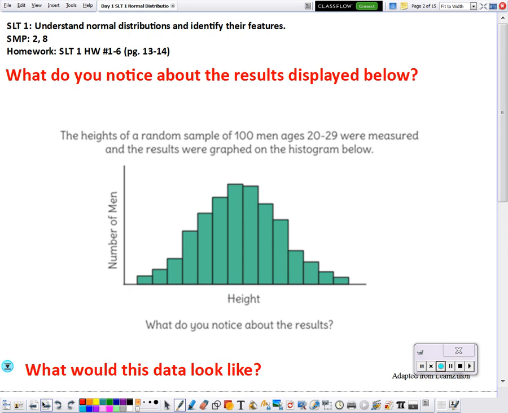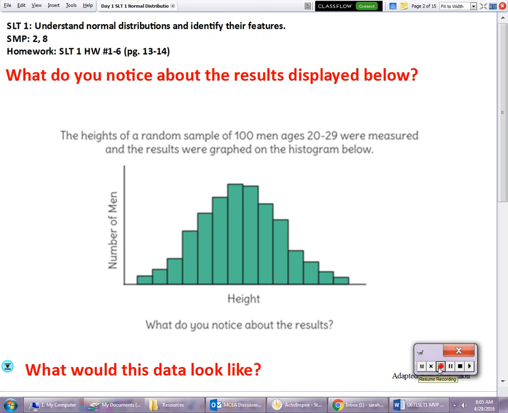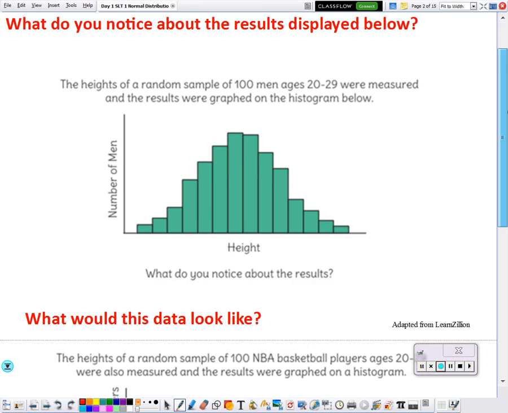All right. So now I'd like you to take a look at this graph. This graph shows the heights of a random sample of 100 men ages 20 to 29, and we have their graph. What do we notice about the results? Hopefully one of the things you notice is that the graph is symmetrical and it has its peak, its mode, in the center. What would this data look like?